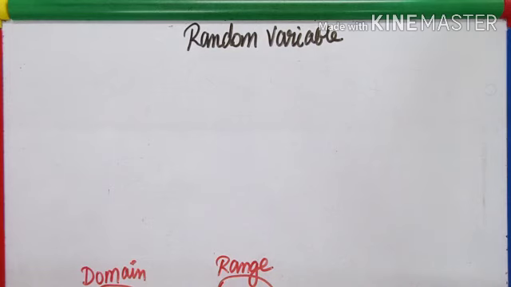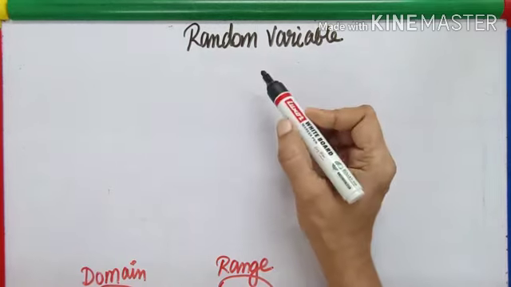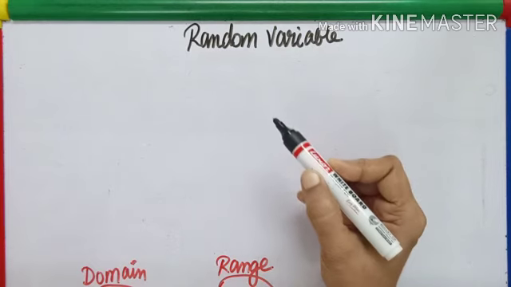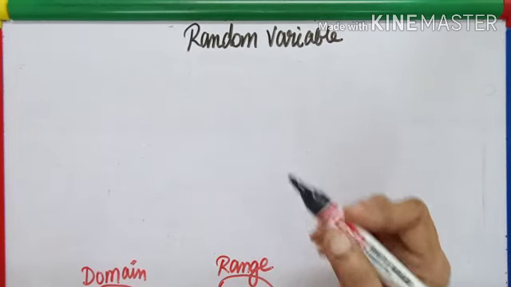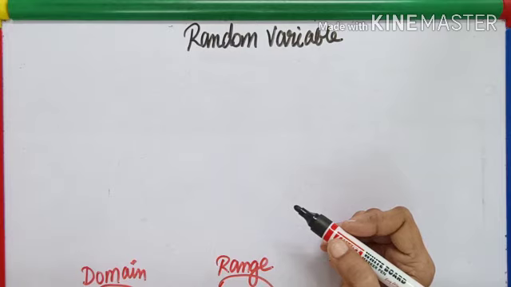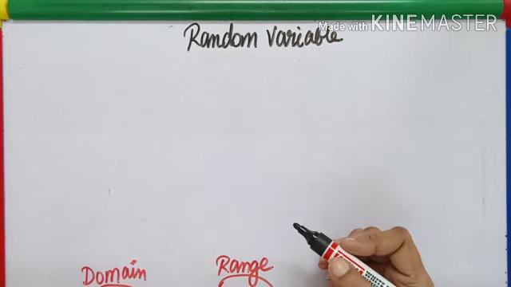Good morning, children. We proceed on to Chapter 6, Random Variable and Mathematical Expectation. What is a random variable? Let us understand this concept using an example. Consider a coin is tossed 2 times.